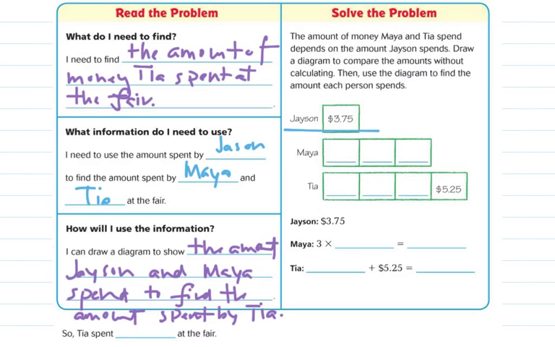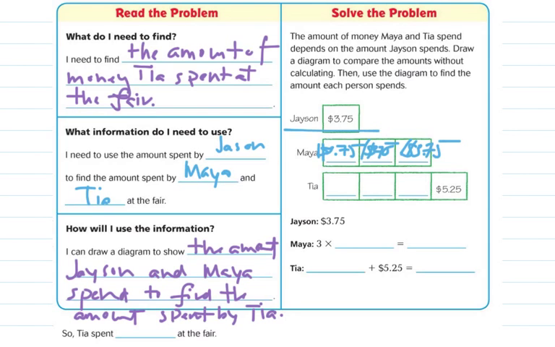So Jason has one box because we know he only spends $3.75. We know that Maya spends 3 times the amount that he does, so that's why we have to put down $3.75 in 3 boxes because we know that $3.75 more is spent. Now we know that Tia spends 5 times the amount that Maya spends, so 5 times the amount of that.